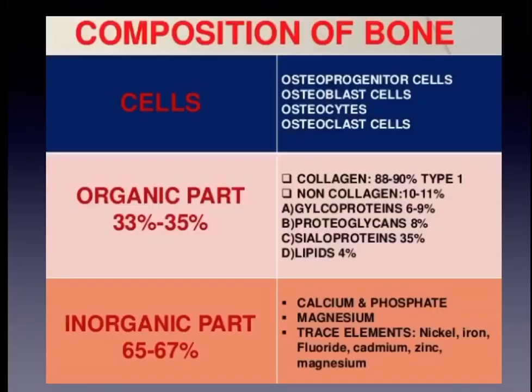So coming to the composition of bone, it has mainly cells and non-cellular osteoid matrix, which is made up of organic and inorganic parts. Cells are of three types: osteoblasts, osteocytes, and osteoclasts. And the organic part is mainly made up of type 1 collagen, which constitutes about 80 to 90% of the organic component. Inorganic part mainly consists of minerals, and of this calcium and phosphate is the major one.